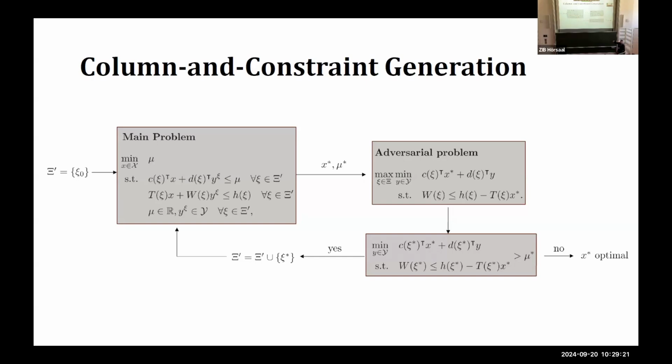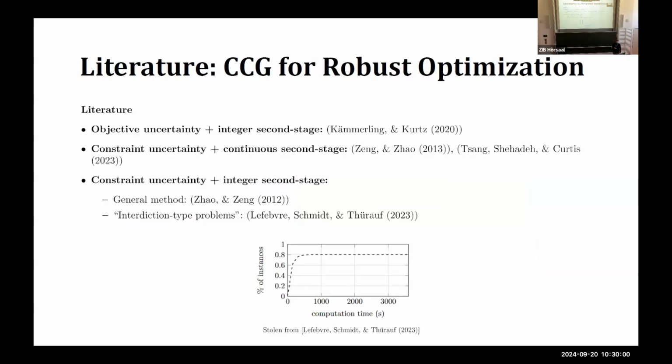And then you just loop until your adversarial problem says, no, there's no scenario anymore which violates your solution. This means you're optimal, because your solution holds for all scenarios. So the worst case is true, and this means your current solution is optimal. Okay, so this is what you're doing iteratively. You're just adding new scenarios, increasing this uncertainty set until you have a proof of optimality. So this is one of the methods you can use. One of the few methods for now you can use for this problem.